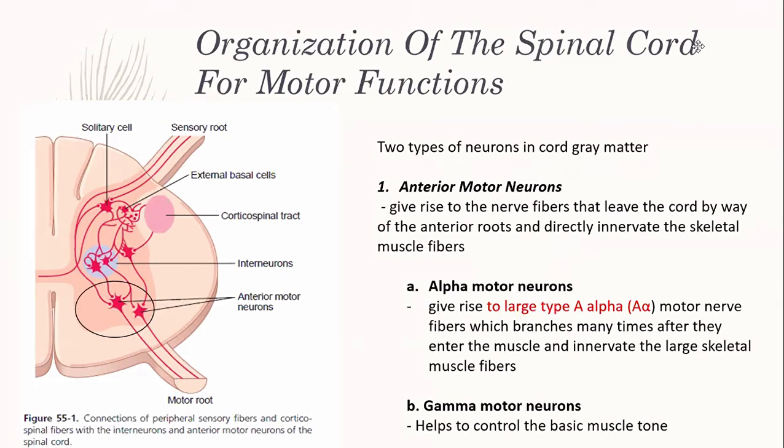Whereas the gamma motor neuron is under an anterior motor neuron, but it's more of a basic muscle tone. So ma-appreciate natin siya if there's a damage of gamma motor neuron, it will cause flaccidity, or an excessive activity of this gamma motor neuron, it will cause spasticity. So it's more of a tone. But yung gamma motor neuron is small type A gamma motor neuron, whereas the alpha motor neuron are large type A alpha. So ganun siya. So yun. Next slide.